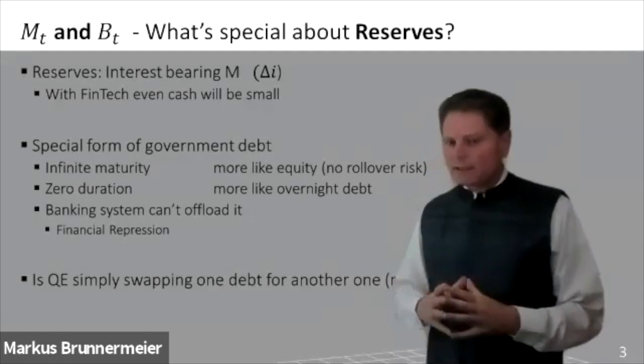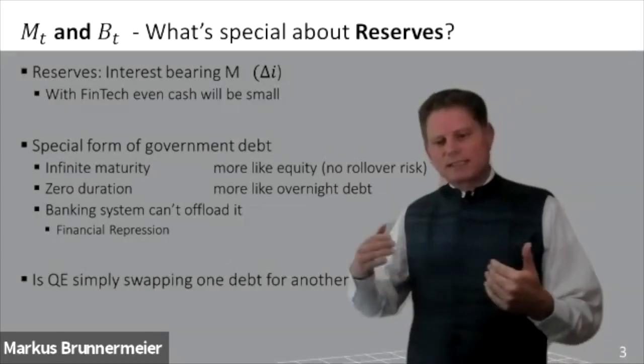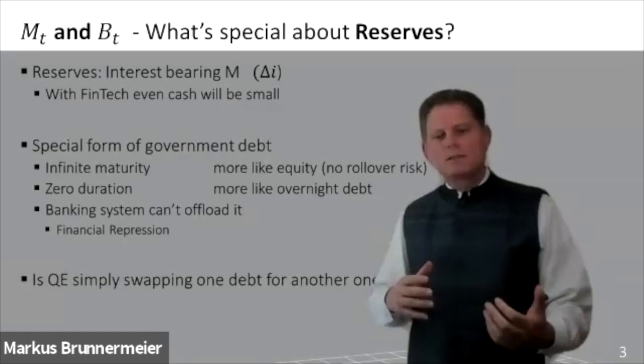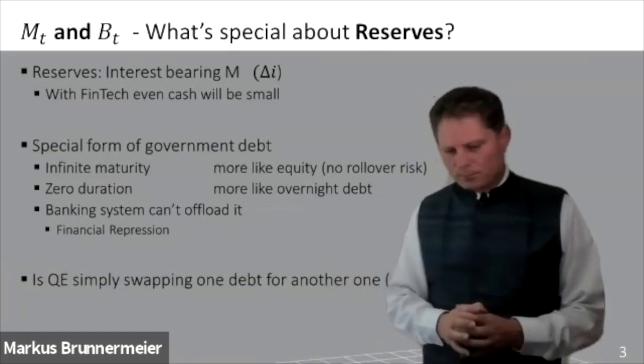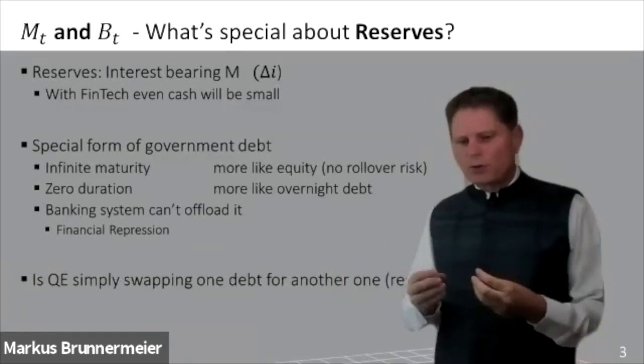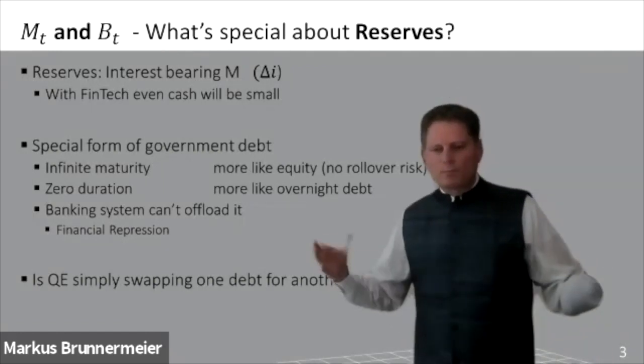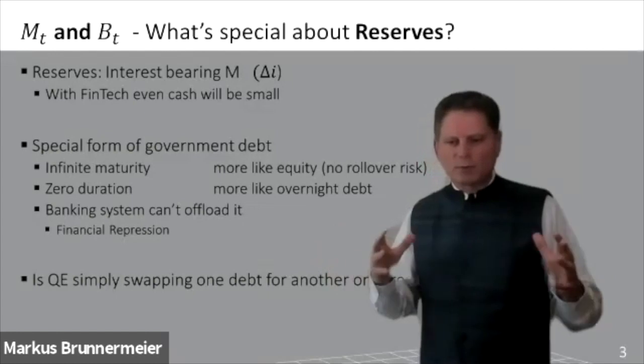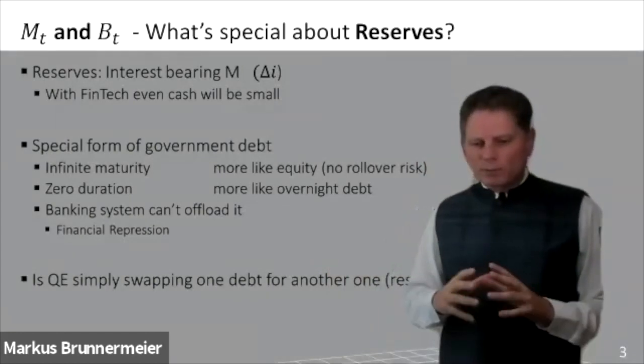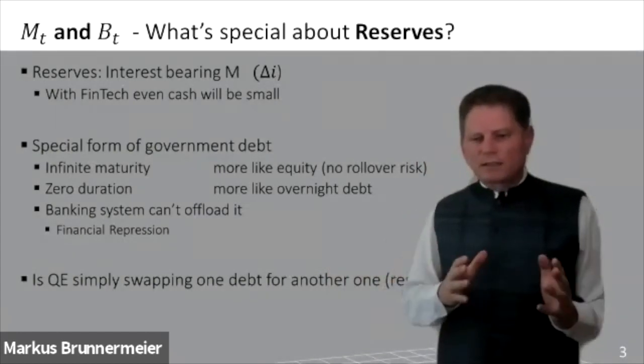And what QE then is, when the government buys, let's say, government bonds, swaps it for reserves, it's just swapping one form of debt for another debt. So what I will do today, I will actually combine it and put reserves and government bonds, everything together, and I will not make the distinction between money and government debt.